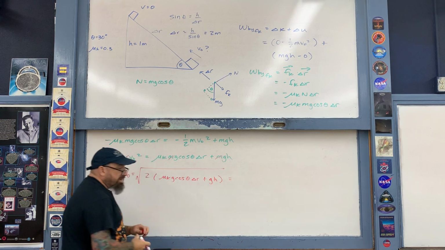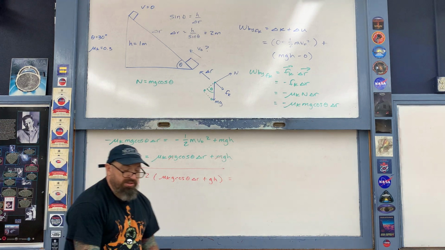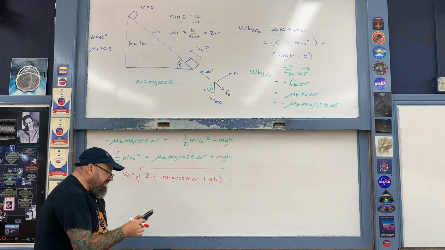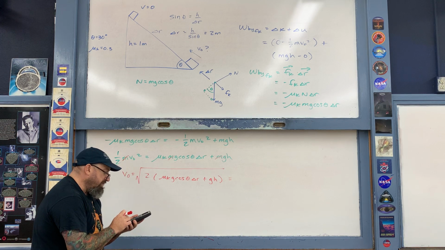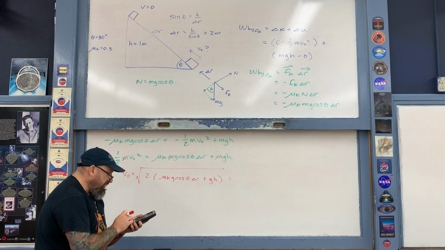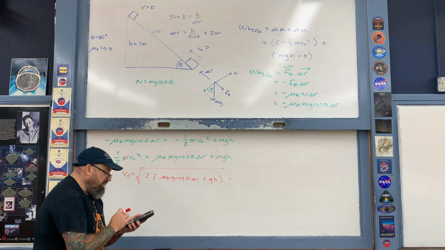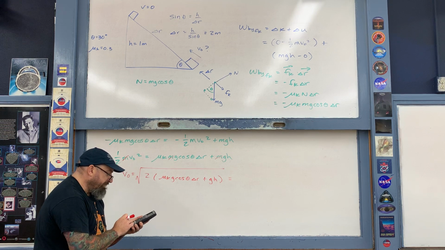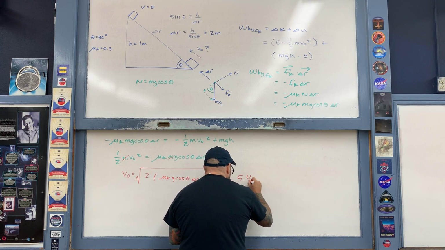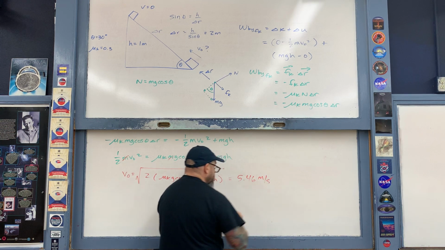Like so. And now let's go ahead and plug in our numbers and see what we obtain. We end up with a speed here in terms of meters per second. All right, so I'm going to do the parentheses first. So 0.3 times 9.8 times cosine of 30 times 2 meters plus 9.8 times 1, multiply all of that by 2, and then take the square root of all of that. So after doing the math, this ends up being about 5.46 meters per second, like so.